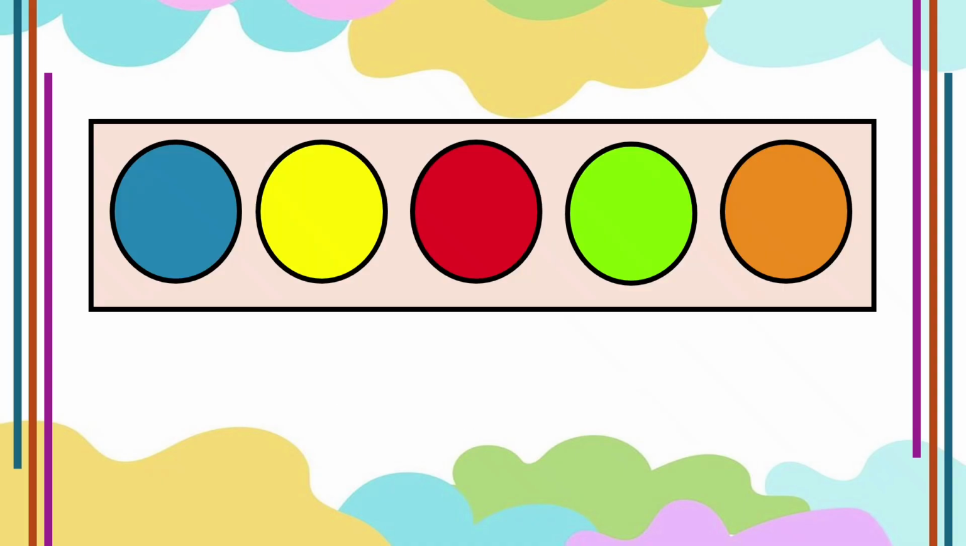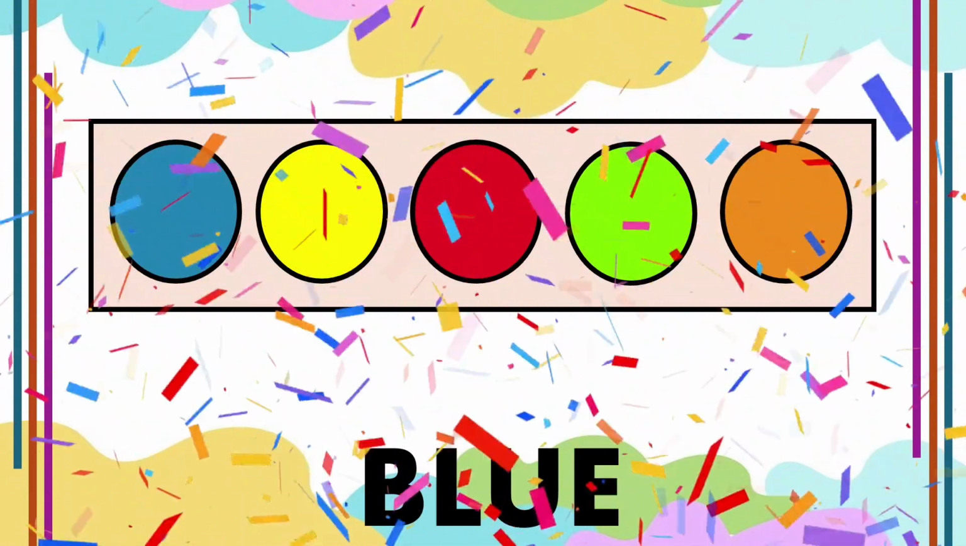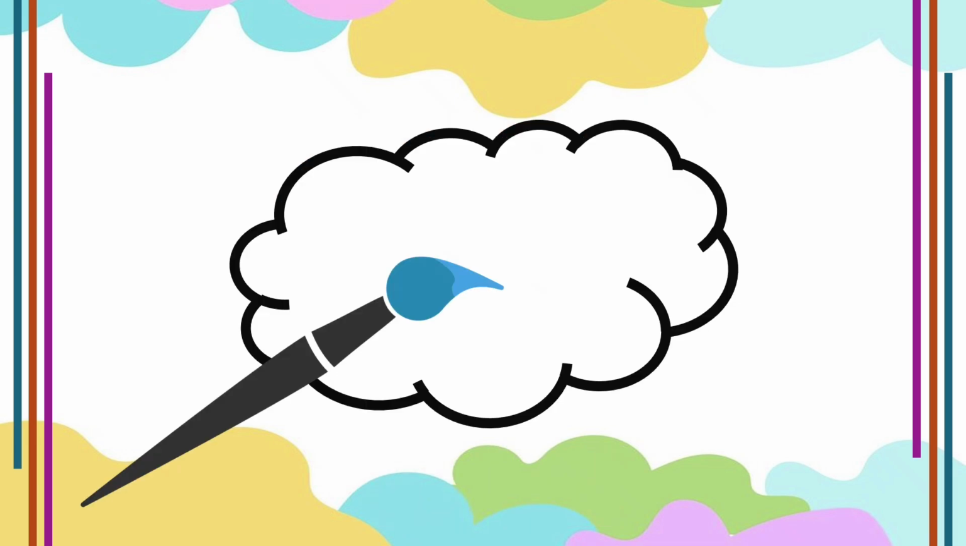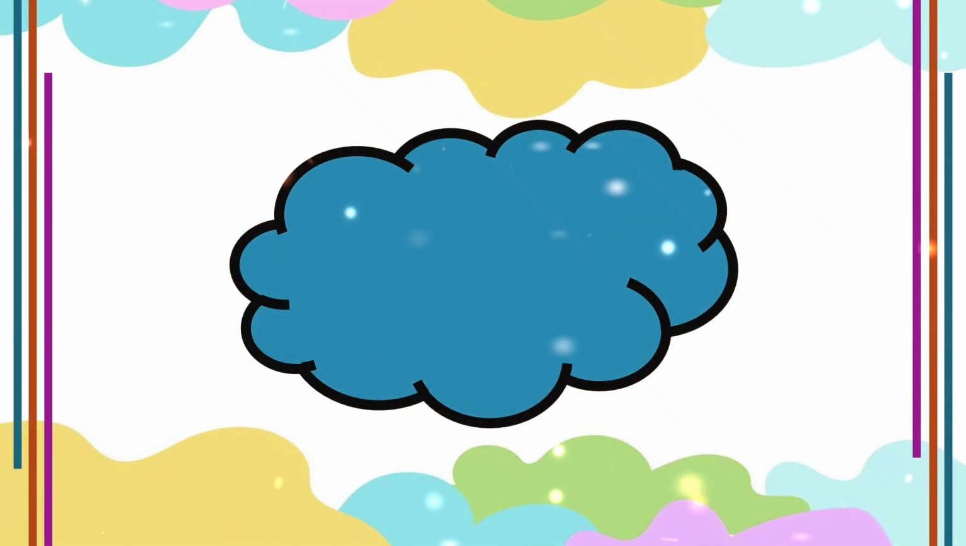These clouds are so beautiful. Let's choose color for them. I have 3 colors remaining. I am selecting this color. Can you tell me the name of this color? Yeah, it's blue. Let's color it. Great, it looks so nice.